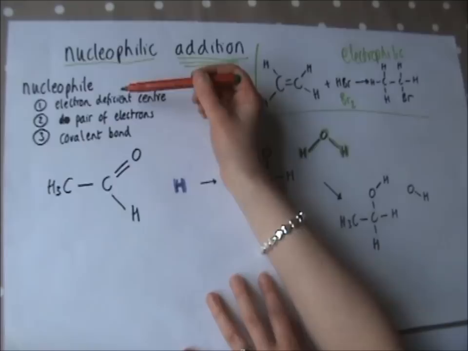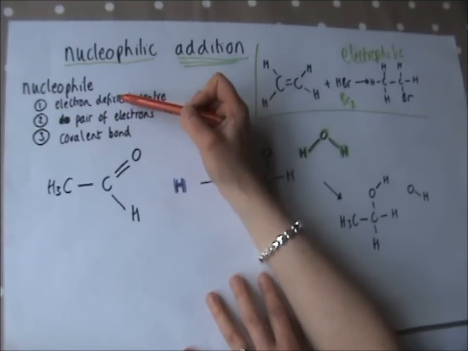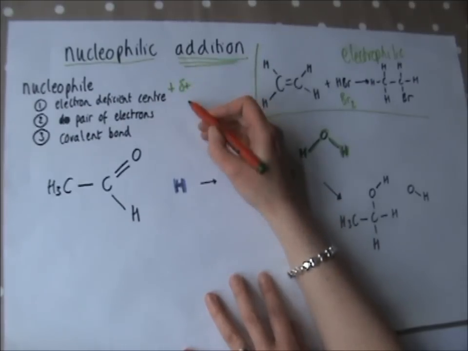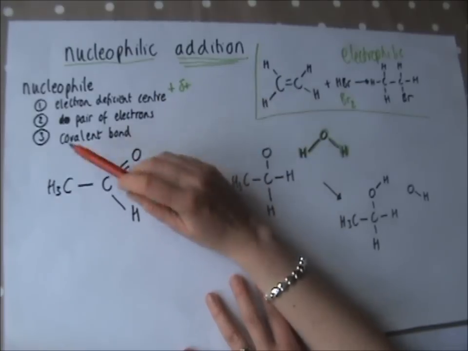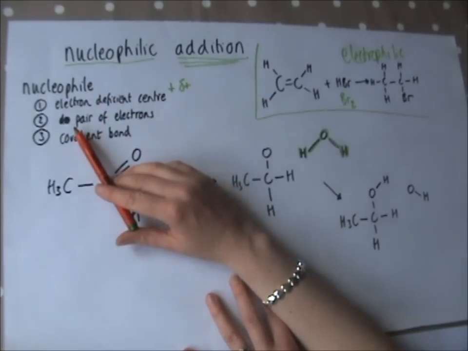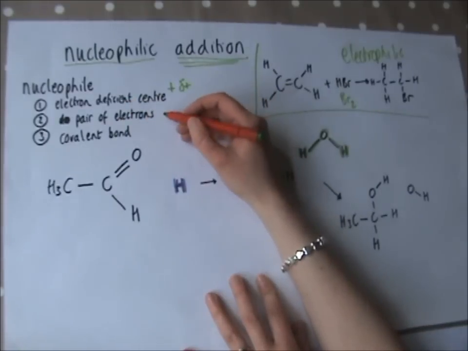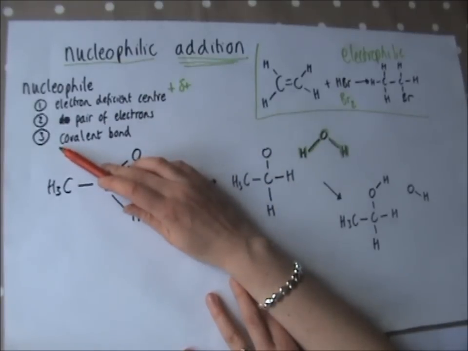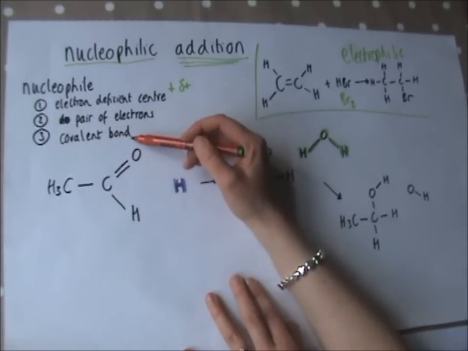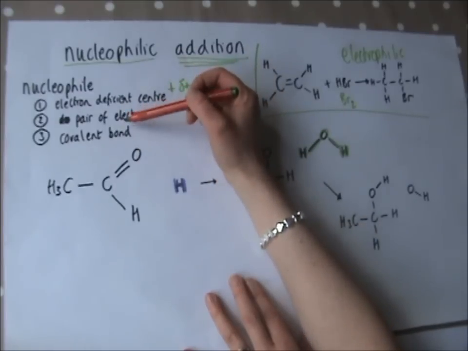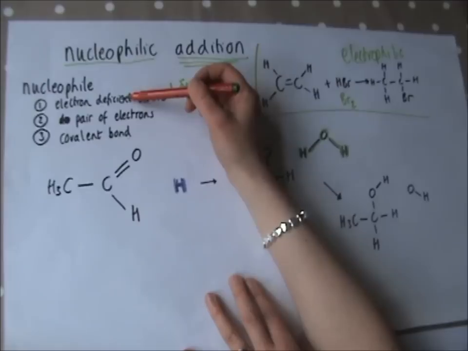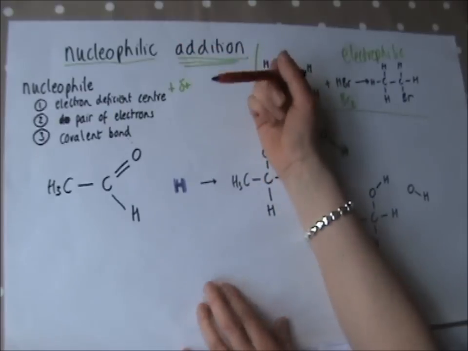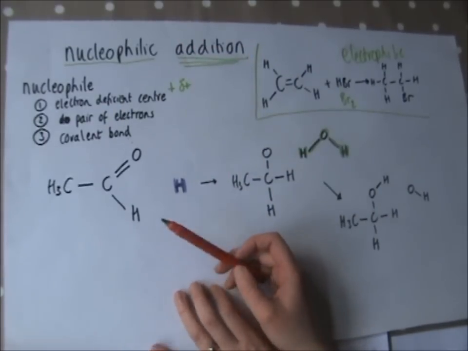So a nucleophile is attracted to an electron deficient center. So that's either something with a positive charge or a partial positive charge. And the nucleophile needs to have a pair of electrons that it can donate. And that pair of electrons is going to be used to form a covalent bond. Okay, so here are some bits of that full definition for a nucleophile. And let's have a look at how that works.